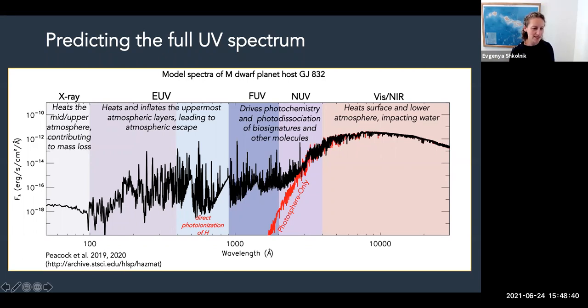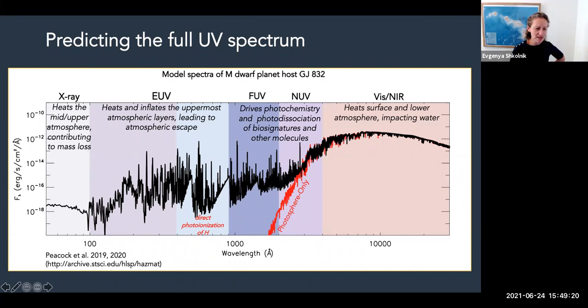So here is a plot from Peacock et al., where they calculate a photosphere-only model here in red. That's that non-active M star you might see in the older literature. And using our data, they build new upper atmospheres onto these models so that they can reproduce the temperature-pressure profile of the chromosphere, the transition region, and soon to be the corona of these M stars. And these are the really key wavelength ranges, as I pointed out, where the EUV heats and inflates the upper atmosphere, and the far UV and near UV drive the photochemistry.